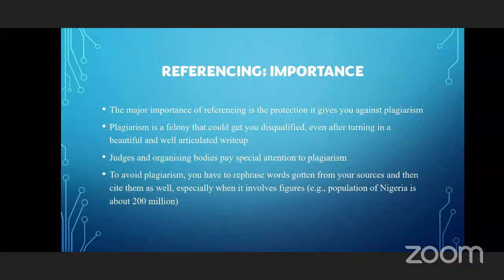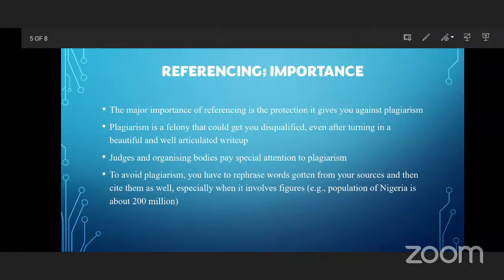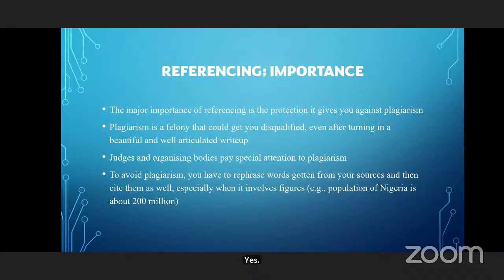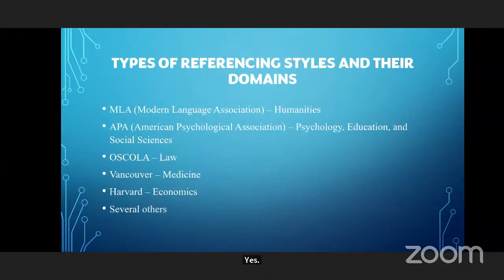All right. So I've talked about the importance of reference. Now we move to types of referencing and styles and their domains. There are different types of referencing styles, and those reference styles are peculiar to specific domains. So you have examples here that I've listed. MLA is basically for the humanities.